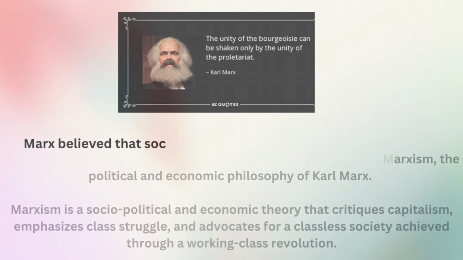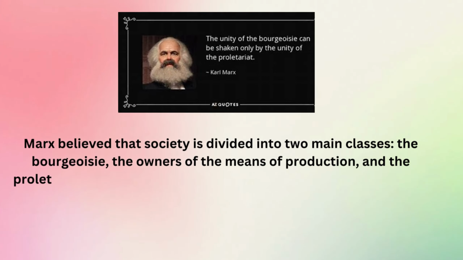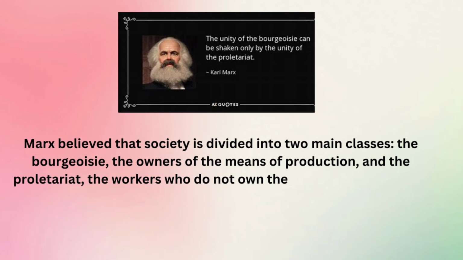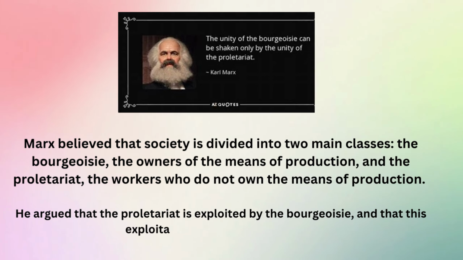Marx believed that society is divided into two main classes: the bourgeoisie, the owners of the means of production, and the proletariat, the workers who do not own the means of production. He argued that the proletariat is exploited by the bourgeoisie, and that this exploitation leads to class conflict.